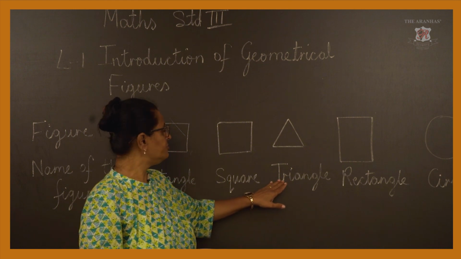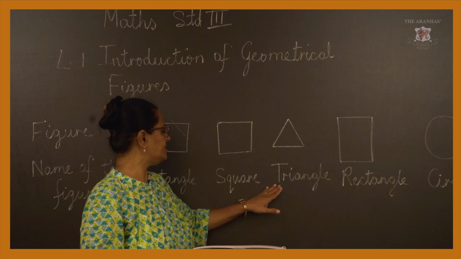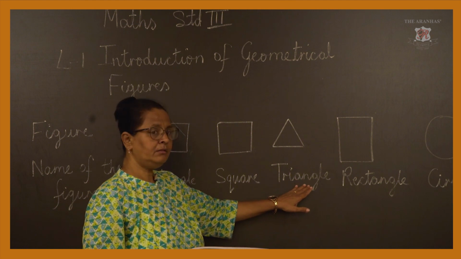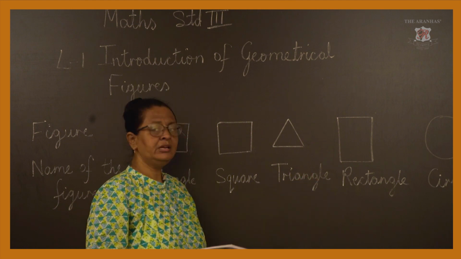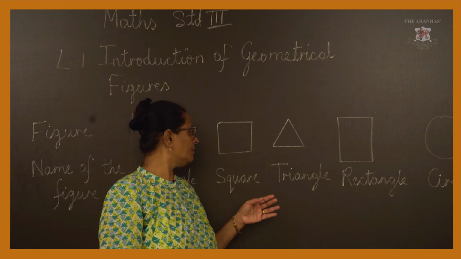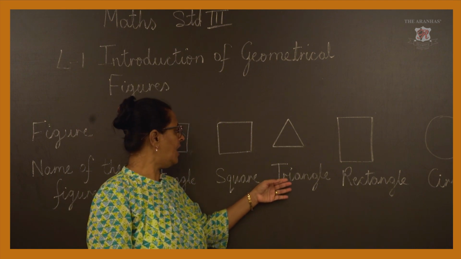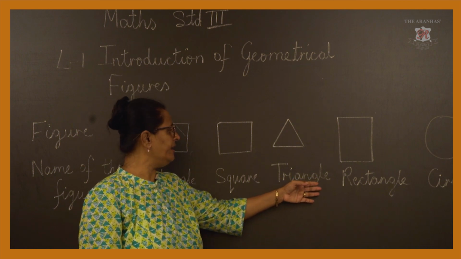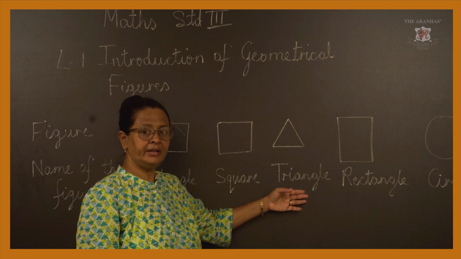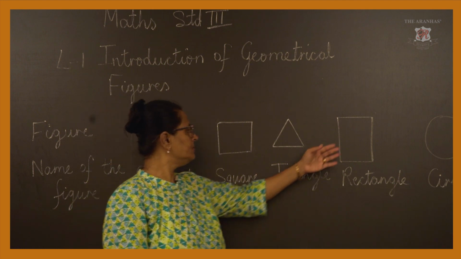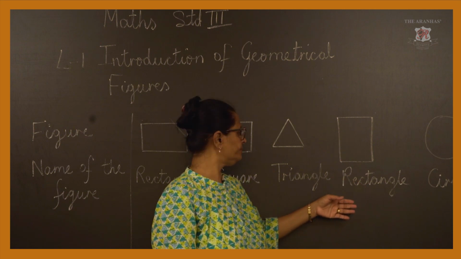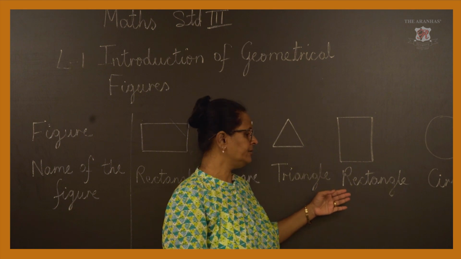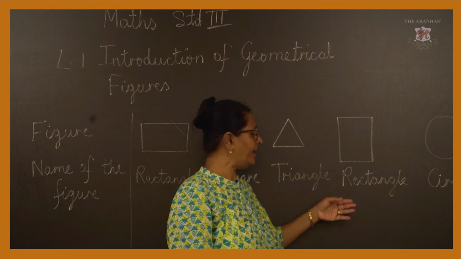This, your favorite figure? Triangle. Now say the spelling. Triangle. Once again, triangle. Done? The next one, rectangle. Say it. Now let's say the spelling.